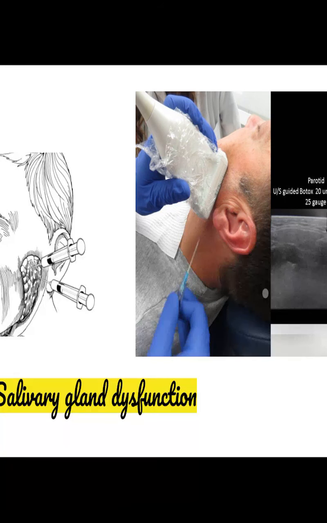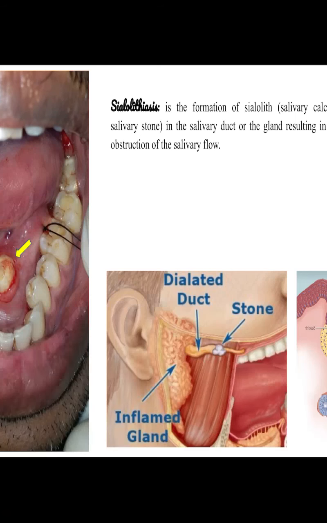We have salivary gland dysfunction, which is the final classification. We have excessive salivation, sialorrhea, and dry mouth, such as xerostomia. In this case, we have excessive salivation, drooly saliva. We are using ultrasonic guided Botox injection. In this case, for the parotid glands, they will be injecting about 0.5 cc of Botox using ultrasonic guided technology.